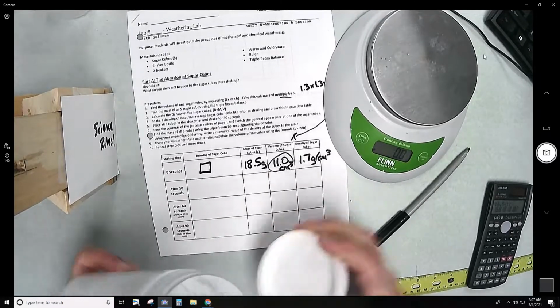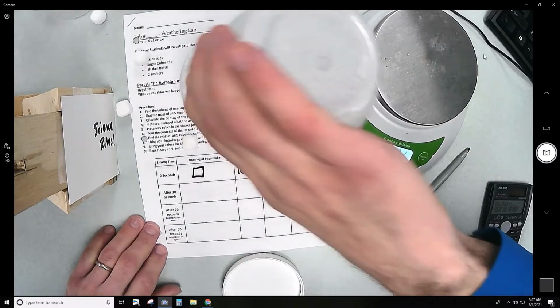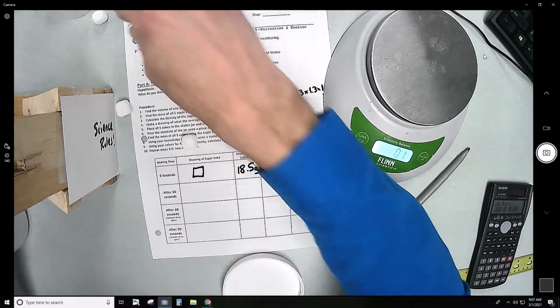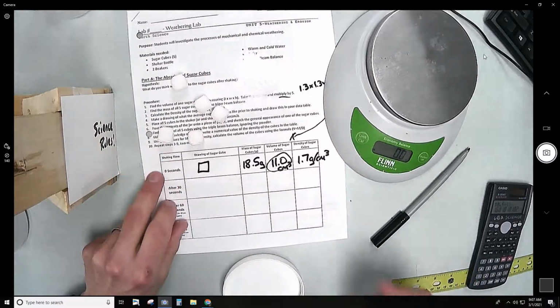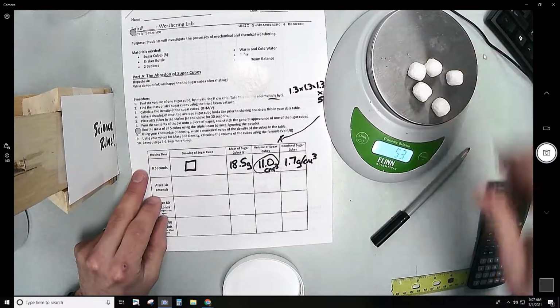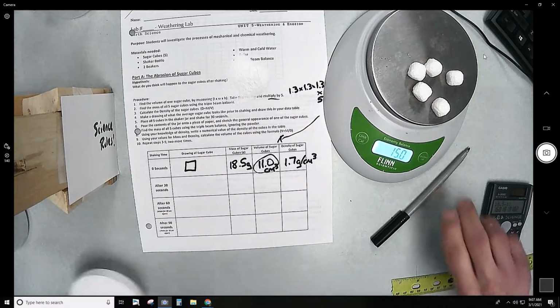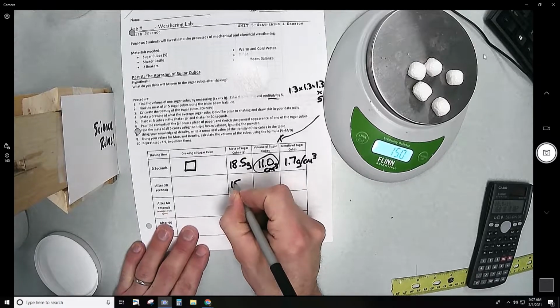All right, now that I've shaken that all up, I'm going to dump it all out on my paper here, including the powder, and you can see what happened to the cubes. They're much more round than they used to be. Okay, and now I'm going to take the mass of those things again, as it says in the procedure. So I took the mass, and now we're down to 15.0. Exactly, that's a nice number, 15.0.